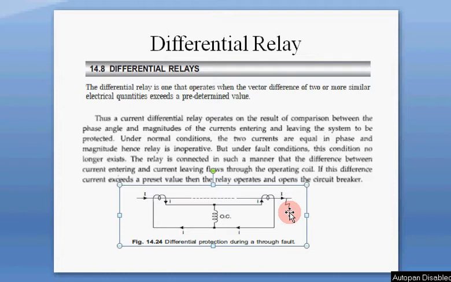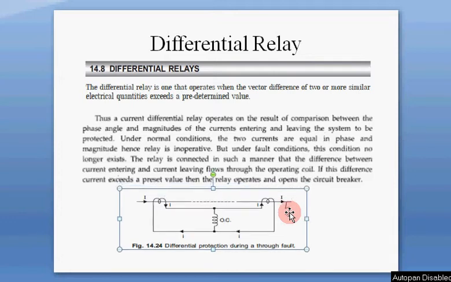So what will the relay do in this case? The relay has to be insensitive. That means the relay should not operate under this condition. We clearly see that if the CTs are identical, the secondary currents of both CTs will also be the same. Therefore, the resultant current in the operating coil should be zero.